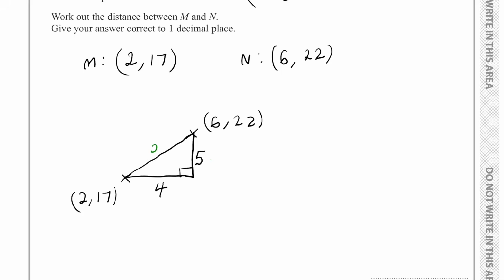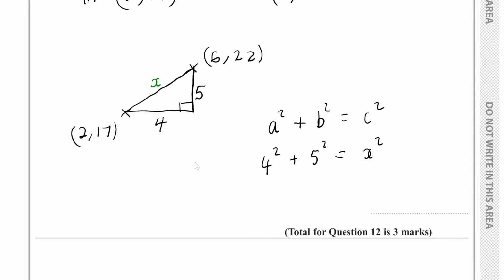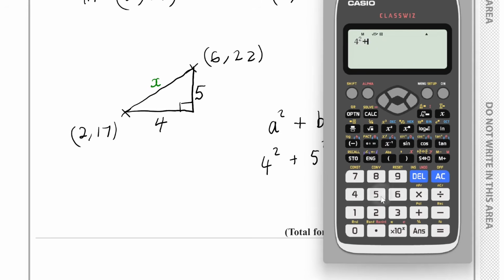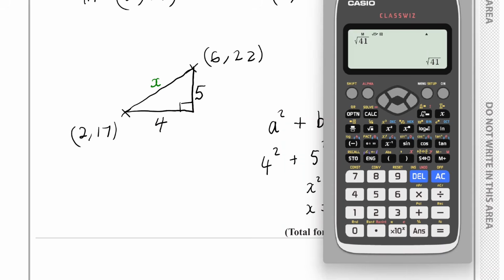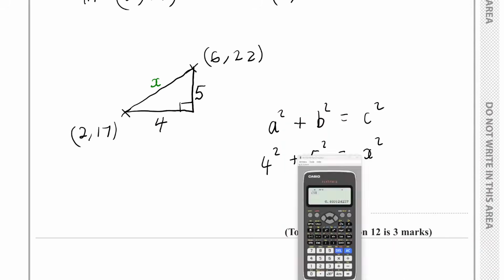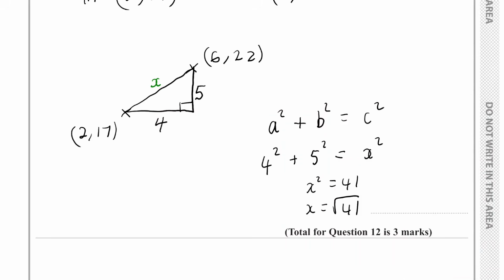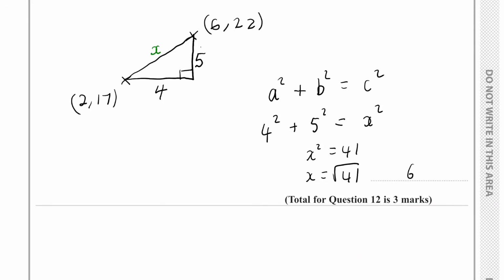What's the distance? So the distance between them is the hypotenuse. So we're going to use Pythagoras. A squared plus b squared equals c squared. So 4 squared plus 5 squared equals x squared. So 4 squared plus 5 squared is 41. So x squared is 41. X is the square root of 41. And that is 6.40. 6.4 to 1 decimal place.